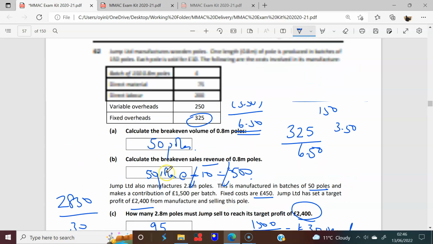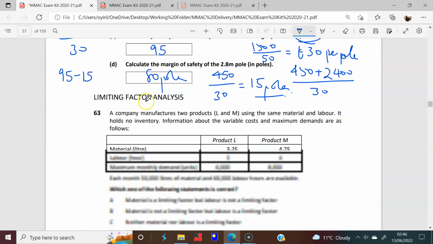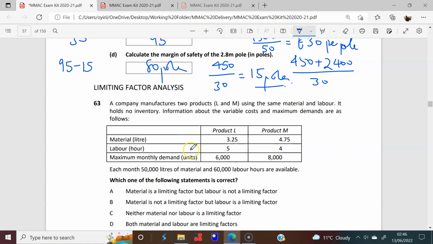Cool. And I think that's a good place to end that, because it means that we can then come in and focus on this new section, limiting factors, separately. Okay.